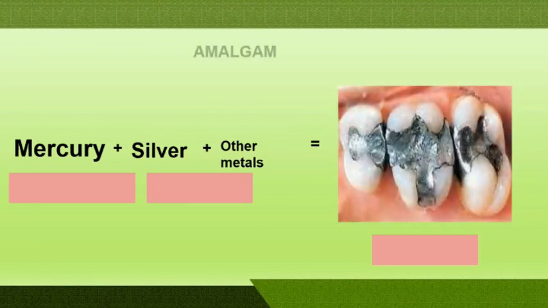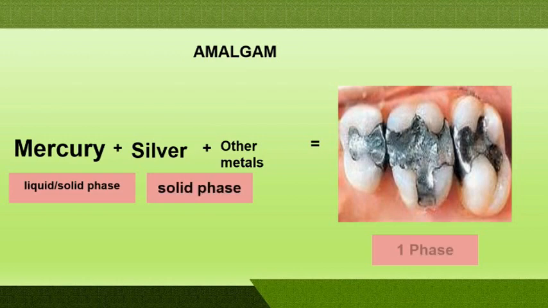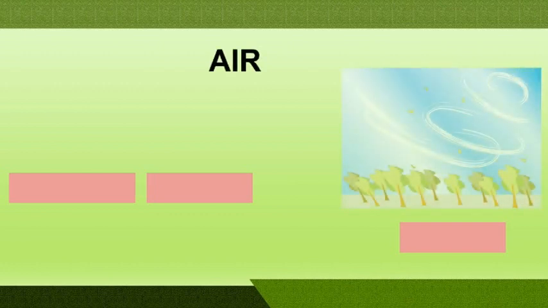When you combine mercury, silver, and other metals, it will produce amalgam. Mercury is a liquid or solid phase, silver is a solid phase, and amalgam is of one phase. Therefore, it is a homogeneous mixture.